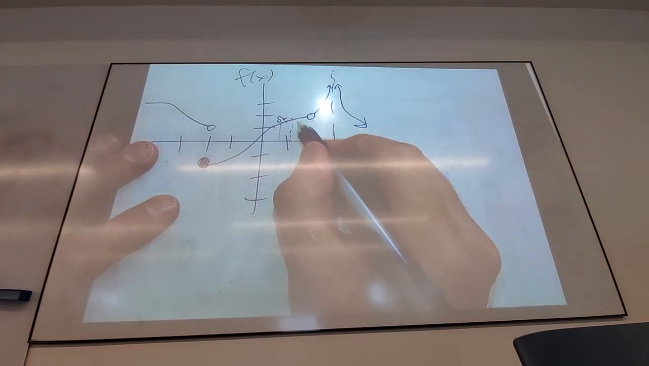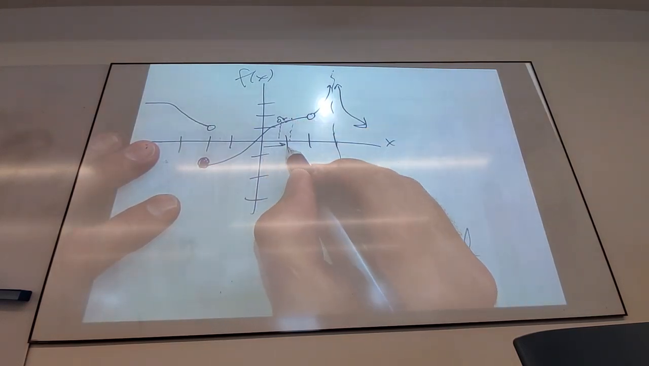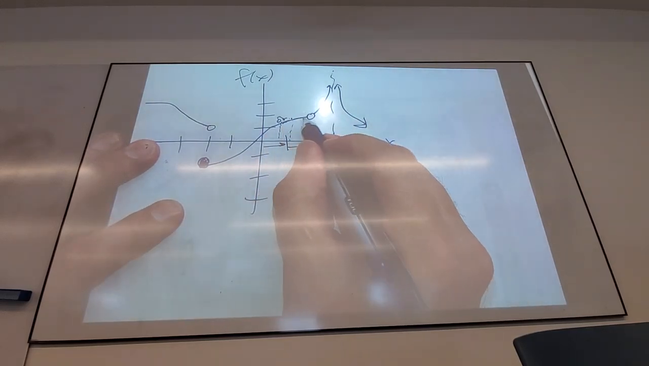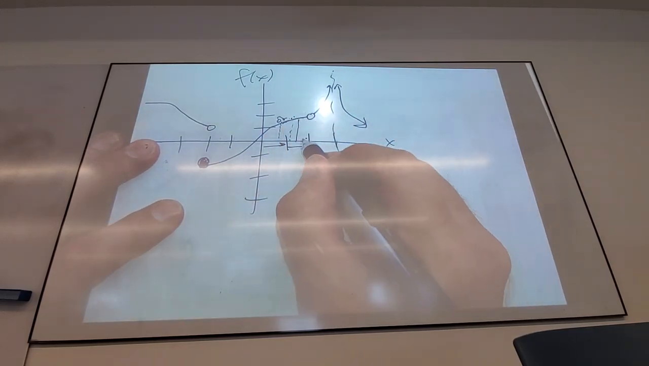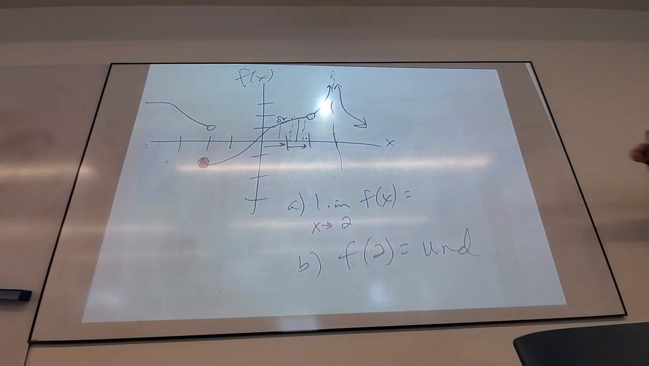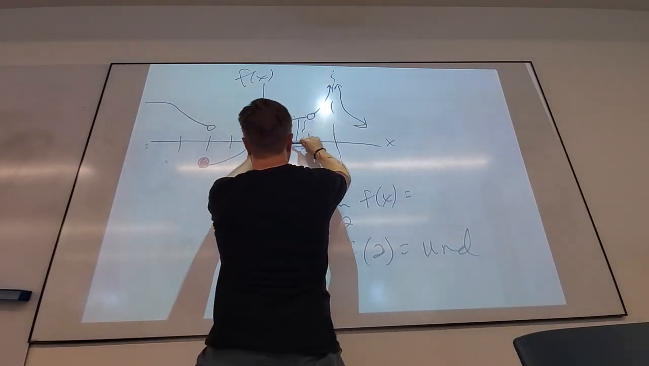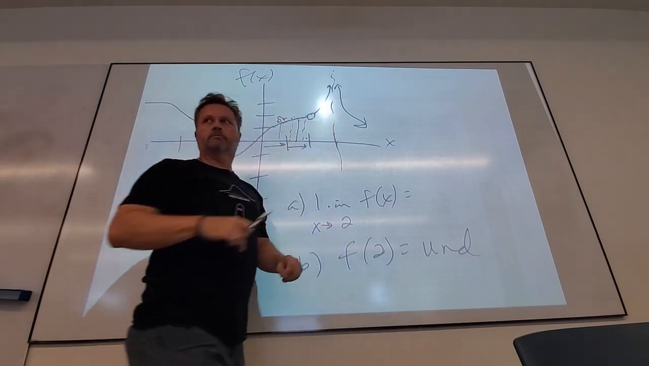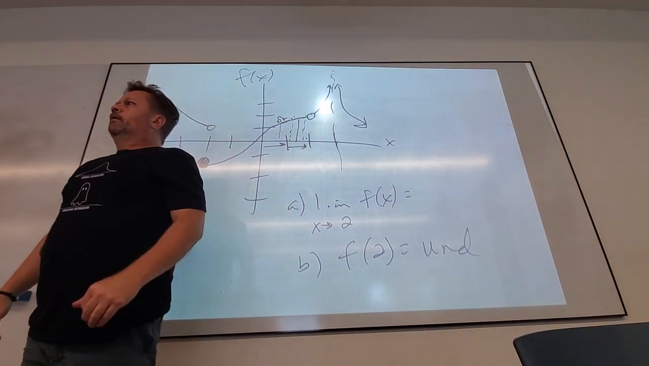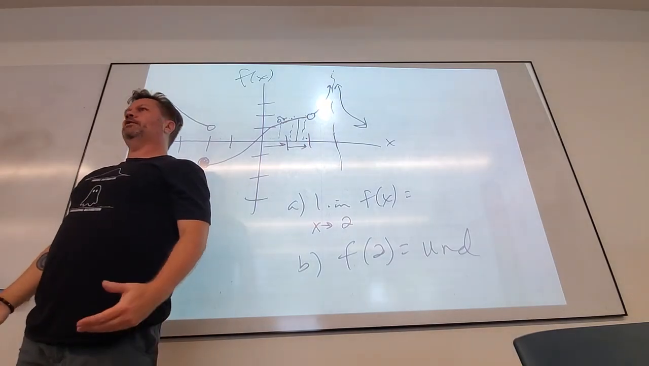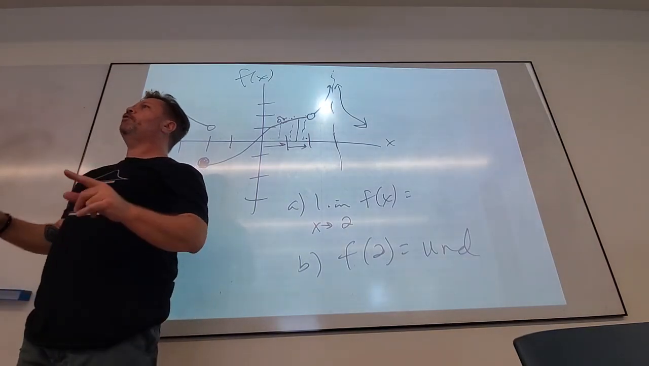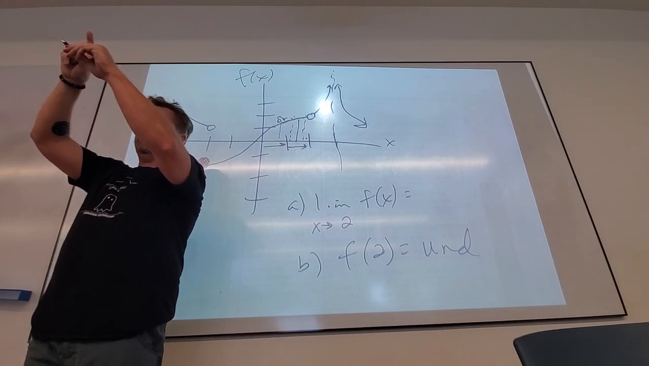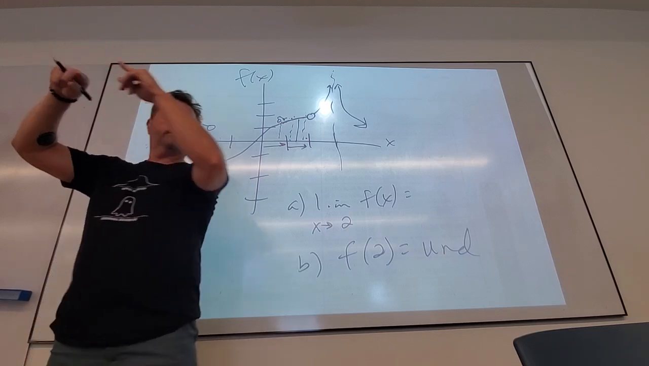As I come to the input of 2 from that side, what does it look like the outputs are going towards? 2. Yeah, as I let my inputs approach 2, my outputs are approaching 2. You guys agree? But it never touches it. That's the limit. It never gets to 2. This is all about what it looks like it's doing. You guys got it? Yeah, okay.